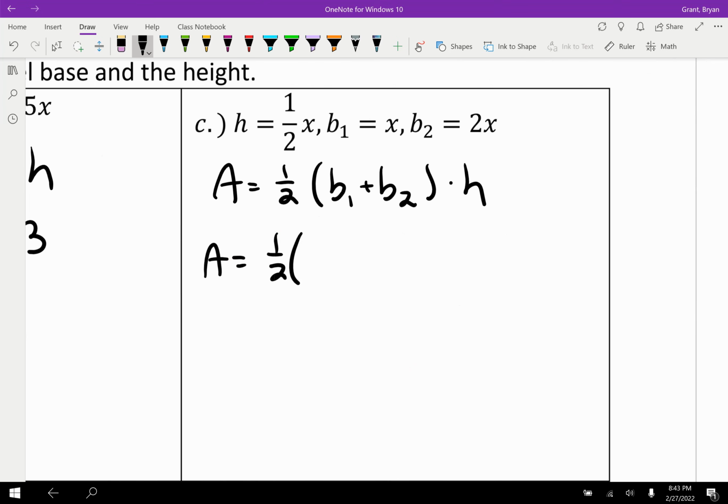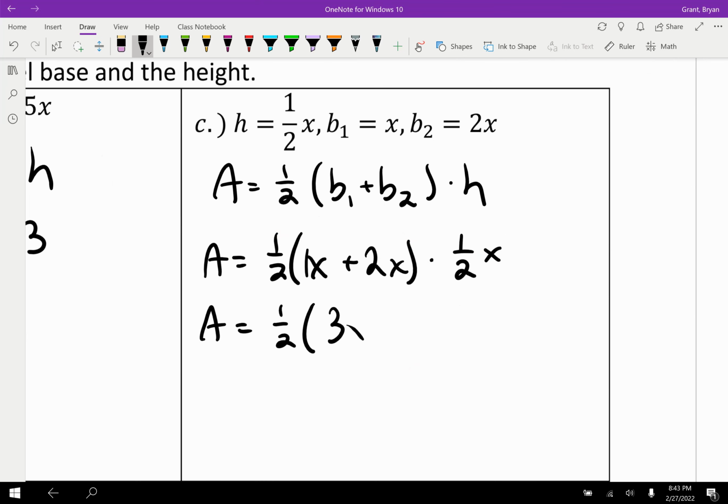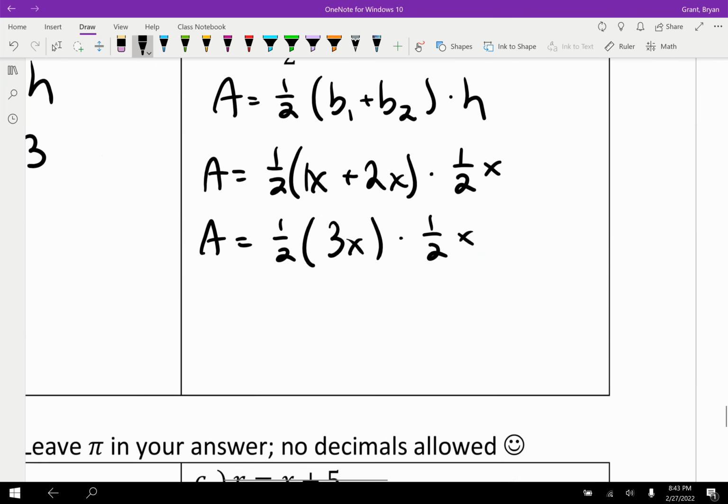Okay, base 1 this time is x, base 2 is 2x, and then the height is 1/2 x. Whoa, this one's getting weird. Alright, let's do the inside first. 1x plus 2x is 3x times 1/2 x. We might want to be clever here, and I might want to say that this is 3x over 1. This is x over 1. I'm going to just kind of multiply things straight across.